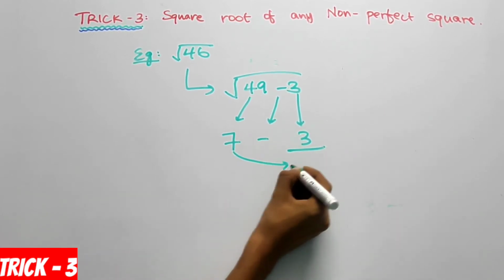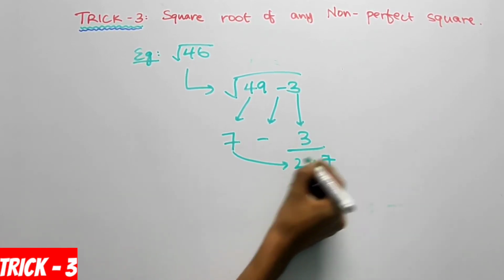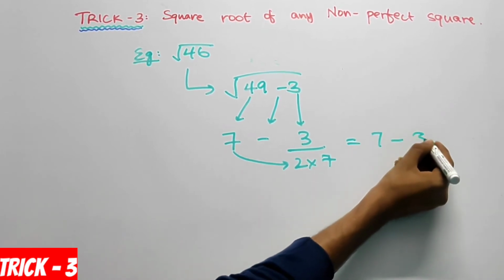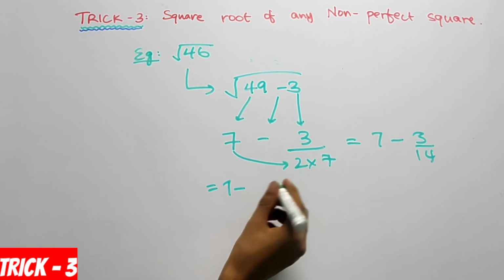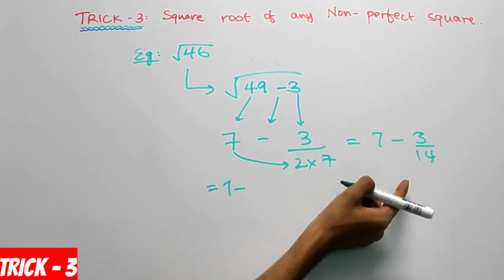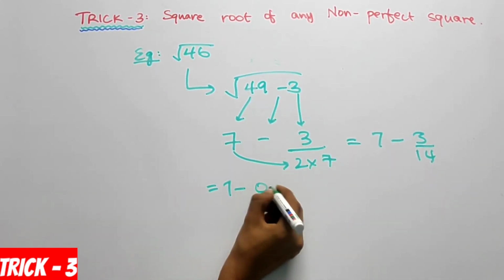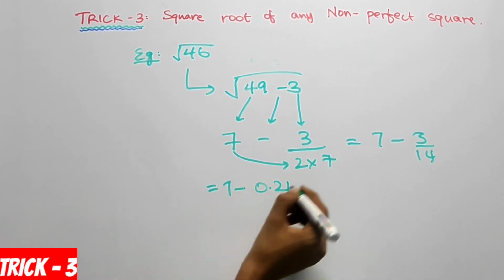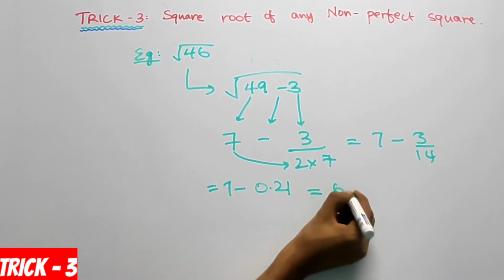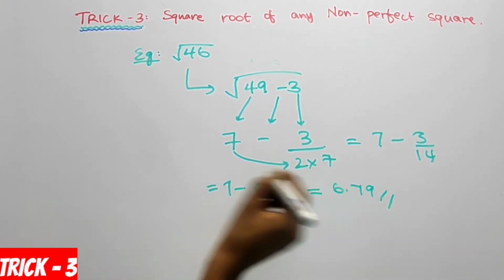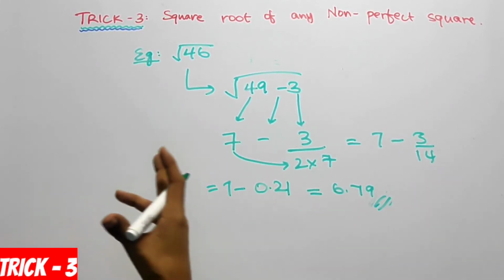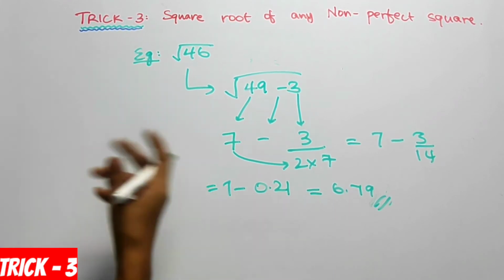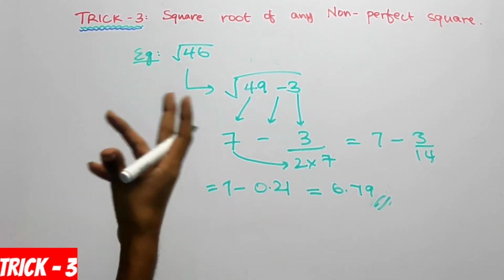Now in the denominator write 7 into 2. So 2 into 7 will be the denominator. So 7 minus 3 by 14. Now 3 by 14 will give you an approximate value of 0.21. So 7 minus 0.21 will get you an answer of 6.79. Now we have successfully done a problem using this trick, which was to find the square root of 46, and 46 being a non-perfect square number.